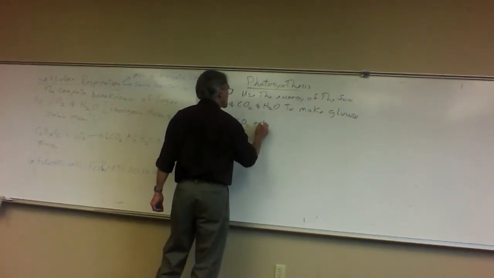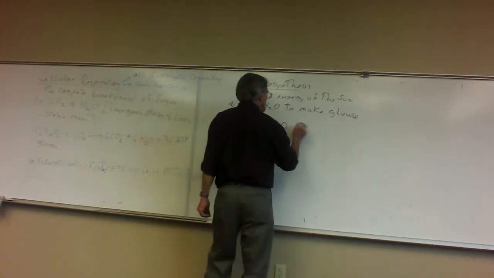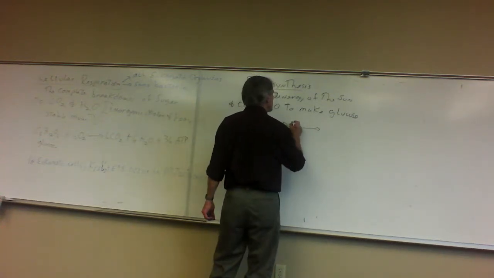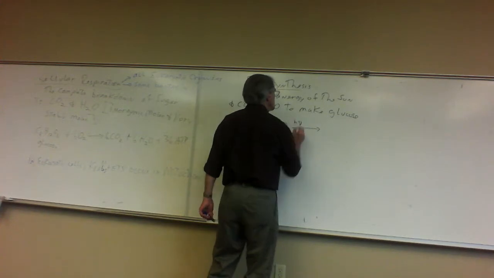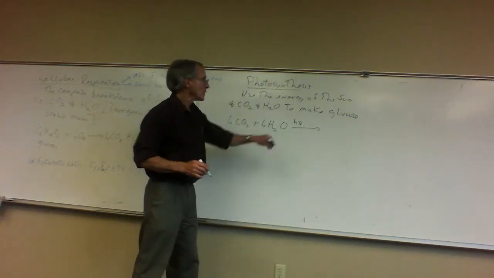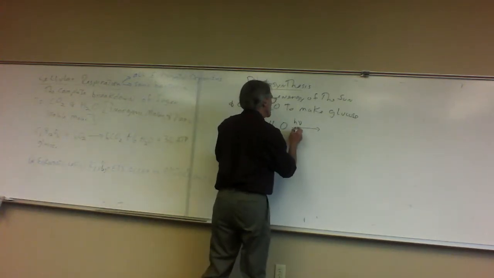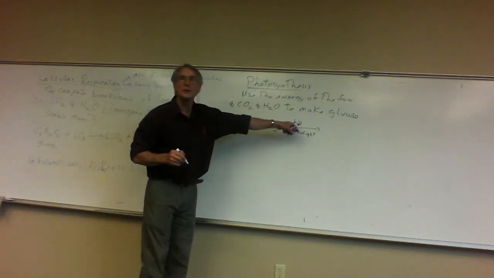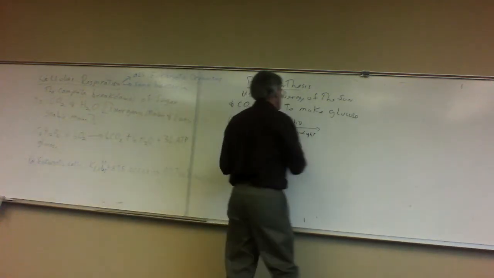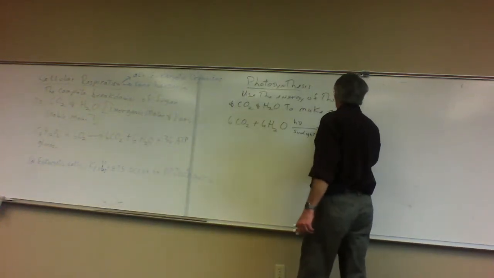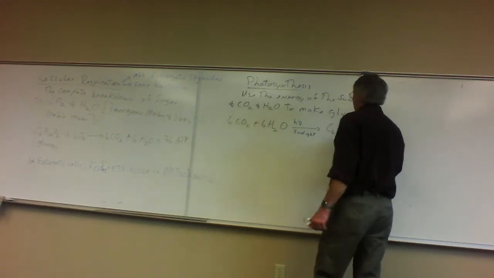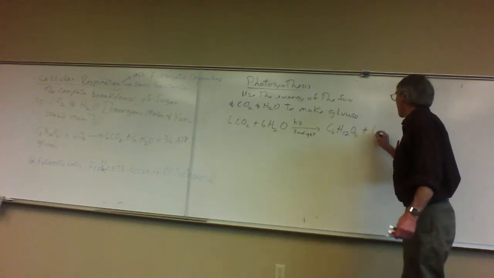6CO2 plus 6 waters. And then you put an arrow here. This is what they put, H nu. Now that looks pretty fancy. That means energy from the sun, the sunlight. It's not just sunlight, but that's Planck's constant times the frequency of light. Now you don't need to know about that. The energy of sunlight gives you C6H12O6 and a byproduct of 6 oxygen molecules.